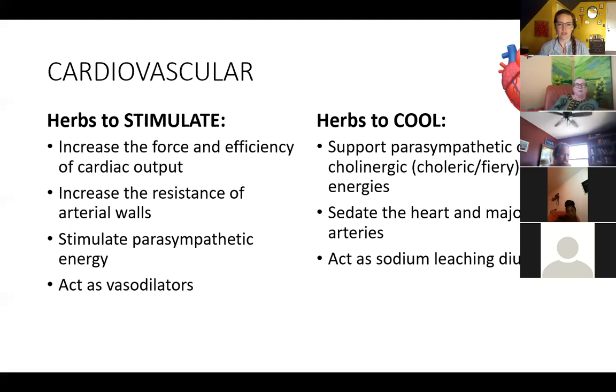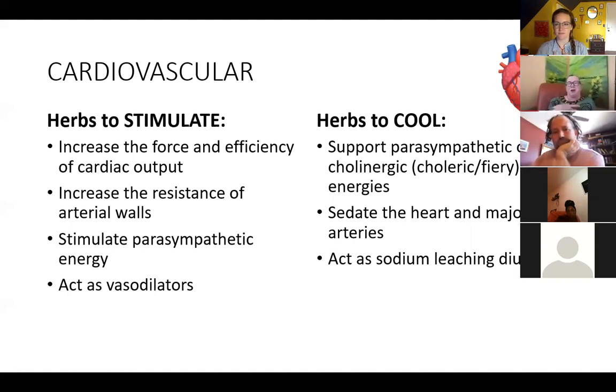And herbs that act as sodium leaching diuretics to pull sodium out of the body, which could be what's causing the high heart rate. Also, motherwort, Sarah. You said what? Motherwort? Motherwort. Yeah. Fire. Mm-hmm. Makes you softer. Yeah.